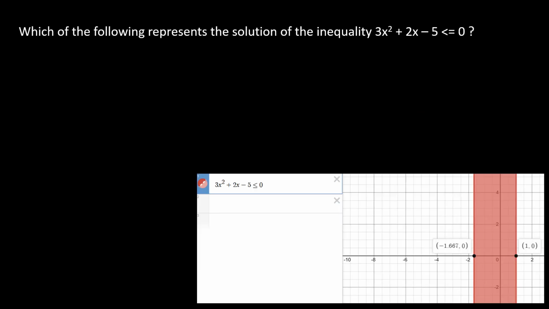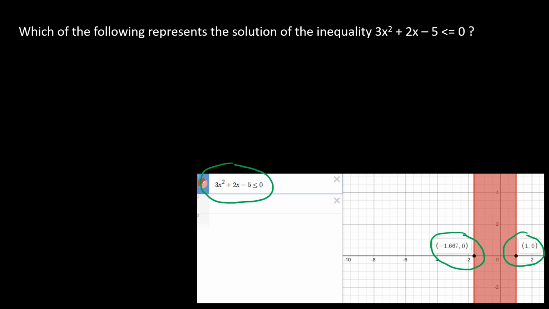Okay, it says, which of the following represents the solution to the inequality 3x squared plus 2x minus 5 is less than or equal to 0? We could do this by hand, or we can use Desmos. Because this is a timed test, we're going to be using Desmos for this. A calculator is permitted. What I've done here is graph this into Desmos, and I'm looking for my intersection points.